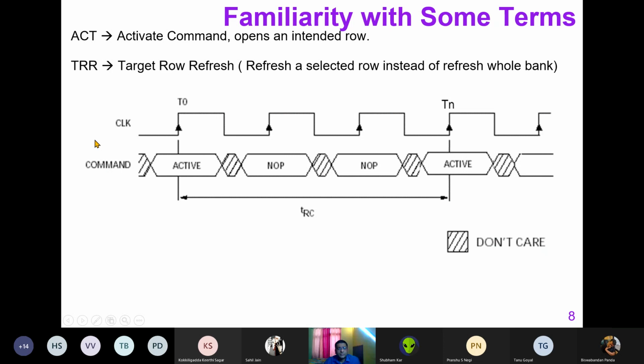Now let's try to understand this activate command. If you are running in a single bank, then there should be a time gap. So in this diagram, at clock T0, one activate command is issued by the memory controller, and there should be a TRC time gap before issuing the second activate command at TN. Here I have shown it as TN. So this is called TRC, the time gap between two successive activate commands.